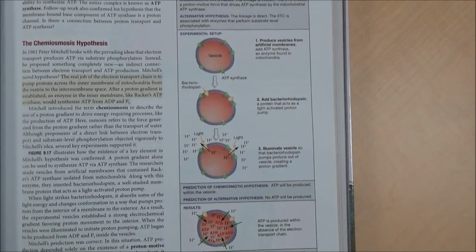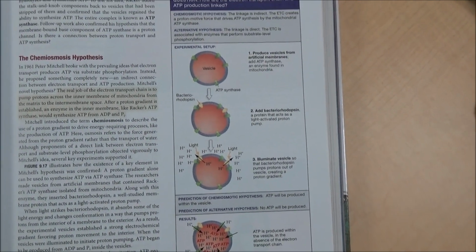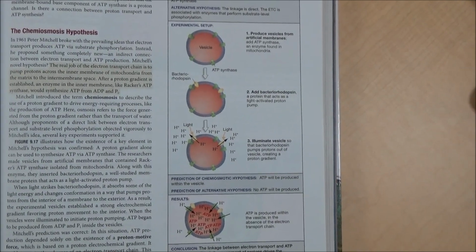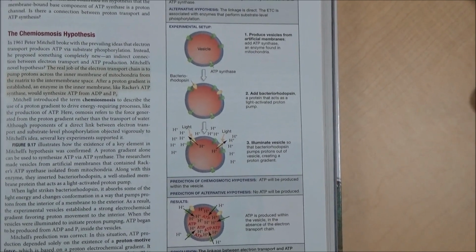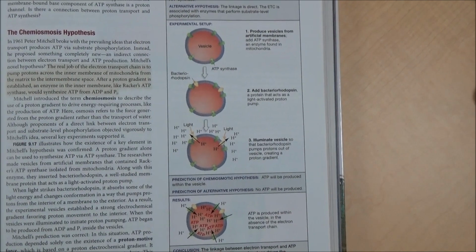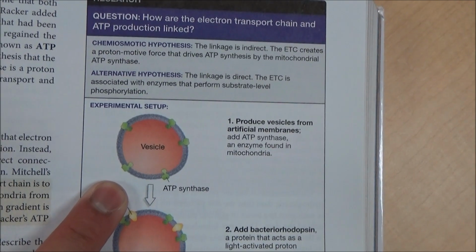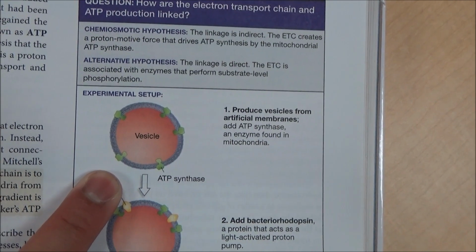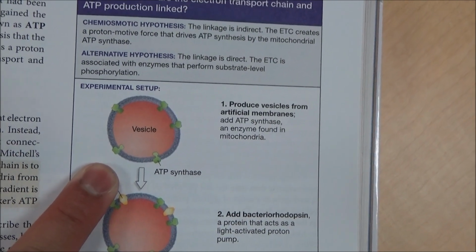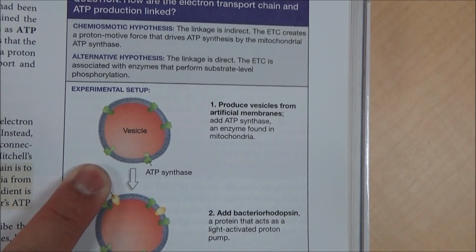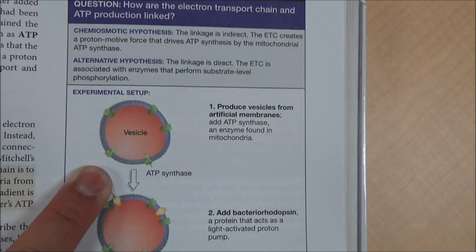This is Peter Mitchell's experiment on the theory of chemiosmosis. This is important in showing that ATP synthase was directly responsible for the creation of ATP. In this picture, Peter Mitchell created an artificial membrane in which ATP synthase, which is found in mitochondria, was artificially added to the membrane.